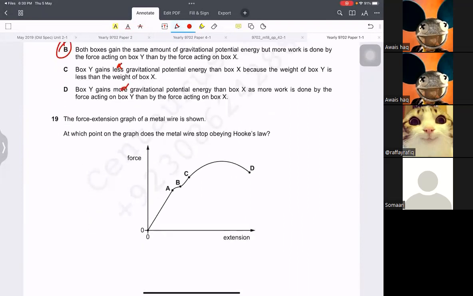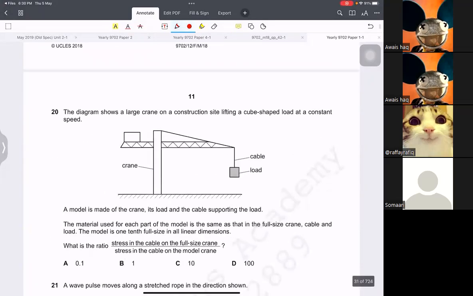At which point on the graph does the metal wire stop obeying Hooke's law? At which point, after A, it would not. Okay. A model of a crane and its load and the cable supporting the load. The material used for each part of the model is the same as that of the full-size crane. Cable and load. The model is 1/10 full size in linear dimensions. What is the ratio of stress?